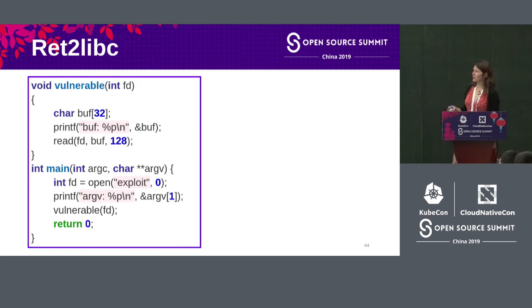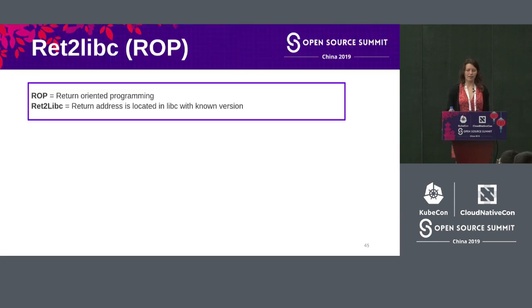So let's assume that's our vulnerable program, and it just reads in whatever it finds in the file we pass over fd. And that's it. And our stack is not executable.